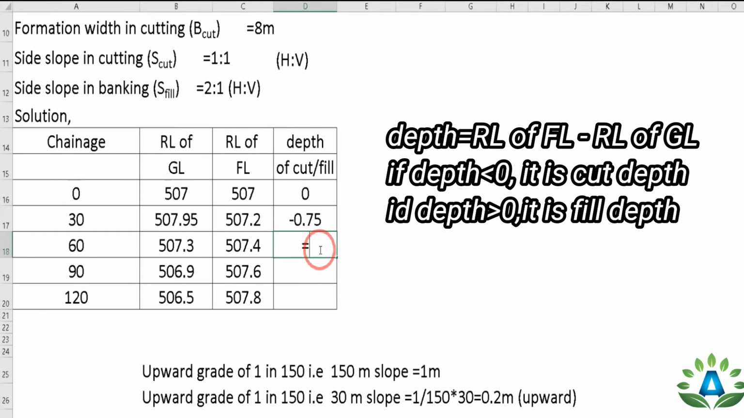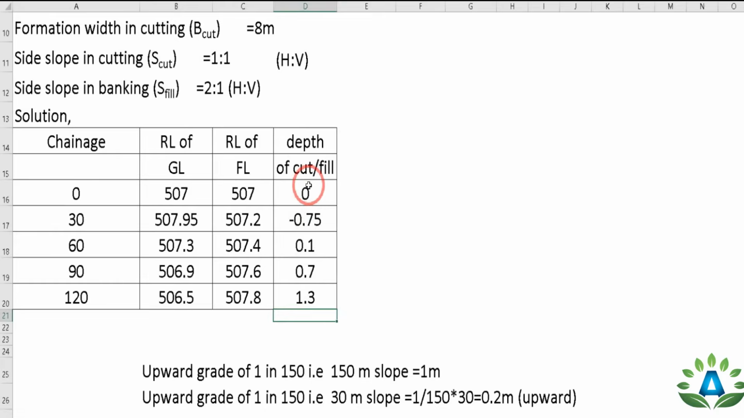Again we have the RL of formation level 507.4 and the RL of ground level 507.3, so it is positive, so it is fill. Again we do the same thing: 507.6, the RL of formation level, minus 506.9. Here also it is a fill portion. And again 507.8 minus 506.5, so it is positive. That means all of these are fill portions and only this one is our cut depth.